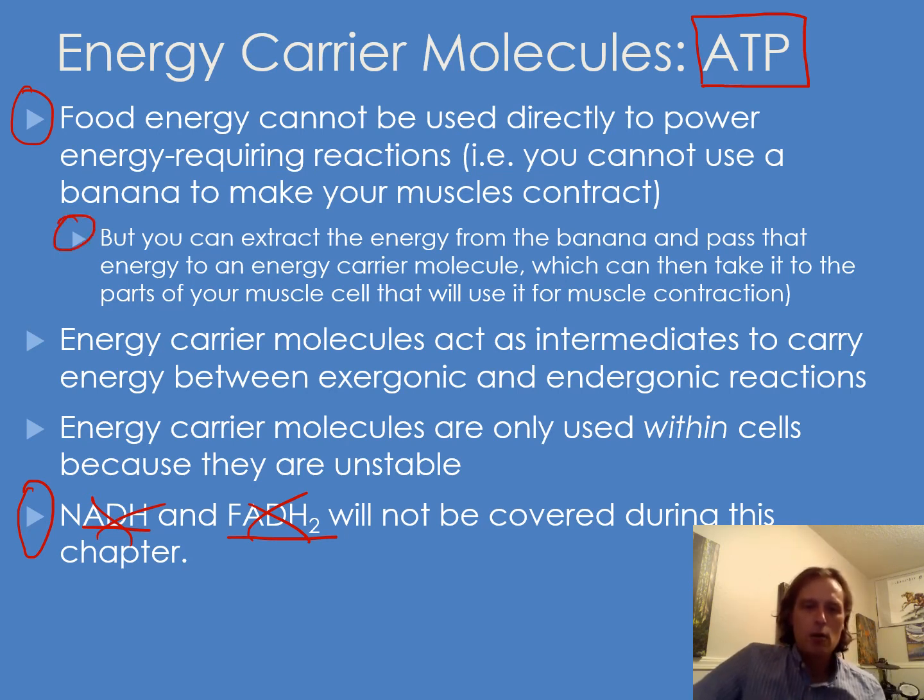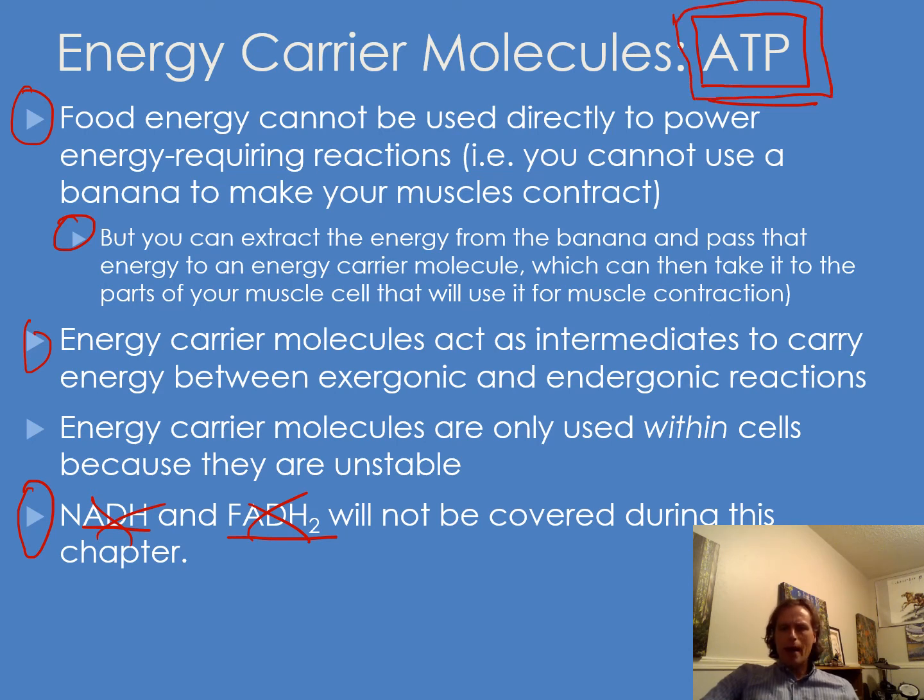Obviously not. You can, however, extract the energy from the banana and pass that energy to an energy carrier molecule, specifically ATP, which can then take it to the parts of your muscle cells that will use it for muscle contraction. Energy carrier molecules can act as intermediates to carry energy between exergonic and endergonic reactions. Remember that respiration is an exergonic reaction. Respiration also produces ATP. So ATP is produced by an exergonic reaction called respiration, and that molecule can then be used to do endergonic reactions.